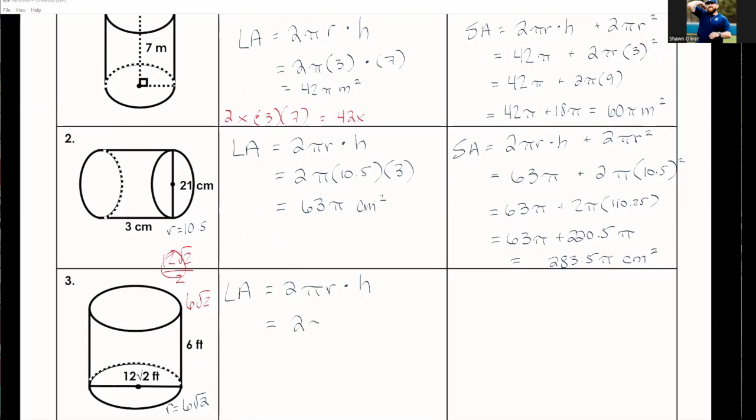So 2 pi times 6 root 2 times how far from the top to the bottom? 6. 2 times 6 times 6? 72. 72 root 2 pi. Use our units, keep our science teachers happy.